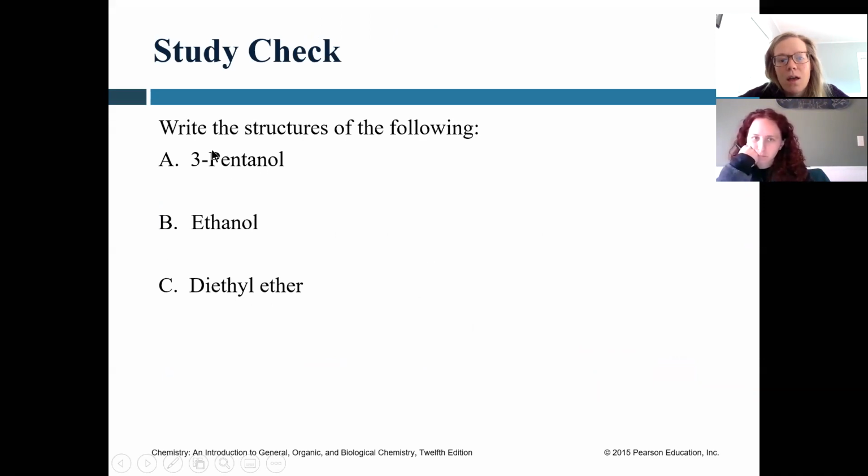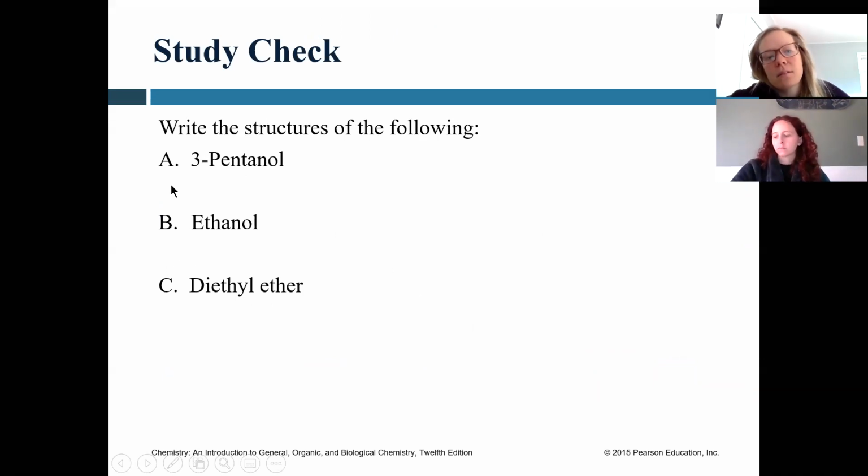Okay, so I want you to write the structures for these following things. So there's two alcohols and an ether. 3-pentanol, ethanol, and diethyl ether. I'll give you 3-4 minutes for that. Make sure to put all the hydrogens in too, so fill it up.